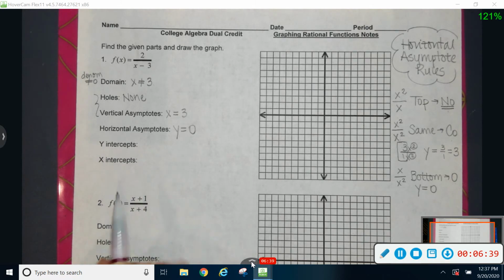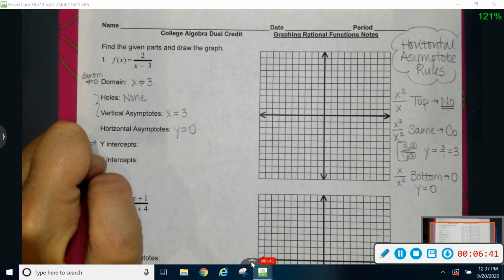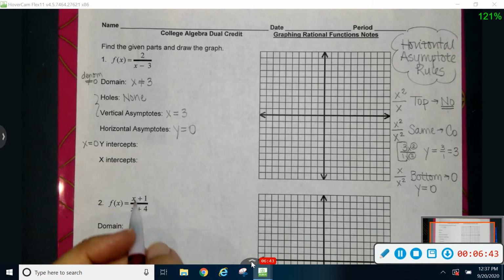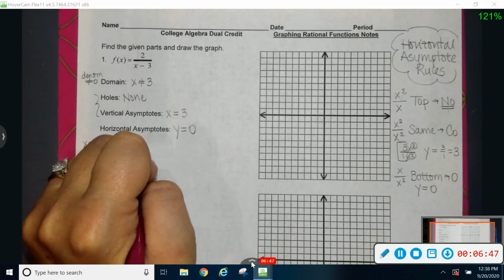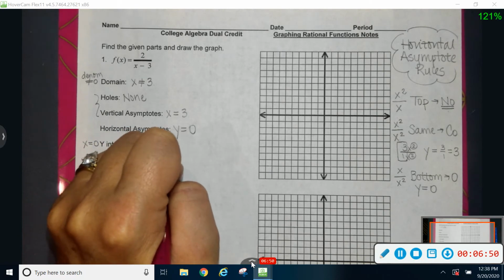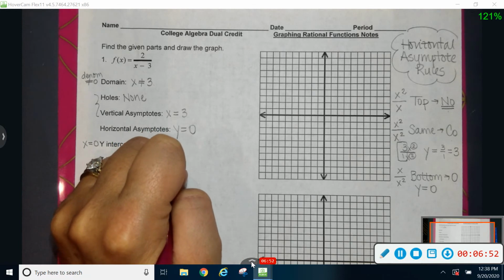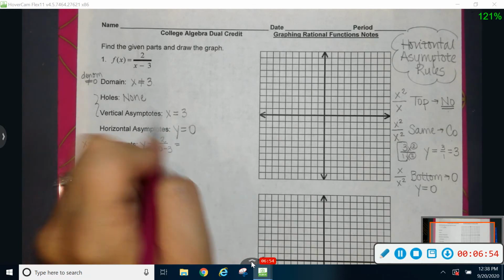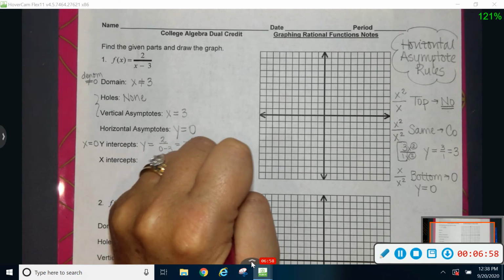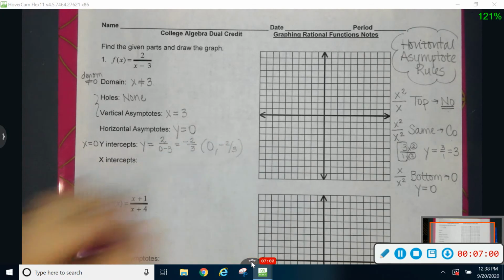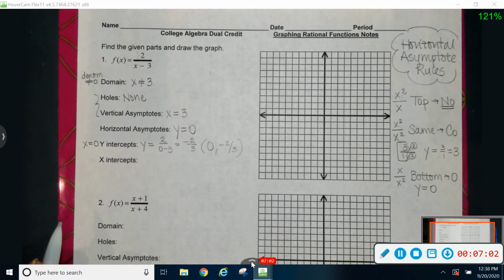Y-intercept, again, is that value of y when x is 0. So if I want a y-intercept, then I'm going to take my equation and put in 0 everywhere I see x. So we have a 2, we have a 0 minus 3. It looks like it's at -2/3. So my y-intercept, again, writing as an ordered pair, it'll be a specific location on the graph. My y-intercept is (0, -2/3).